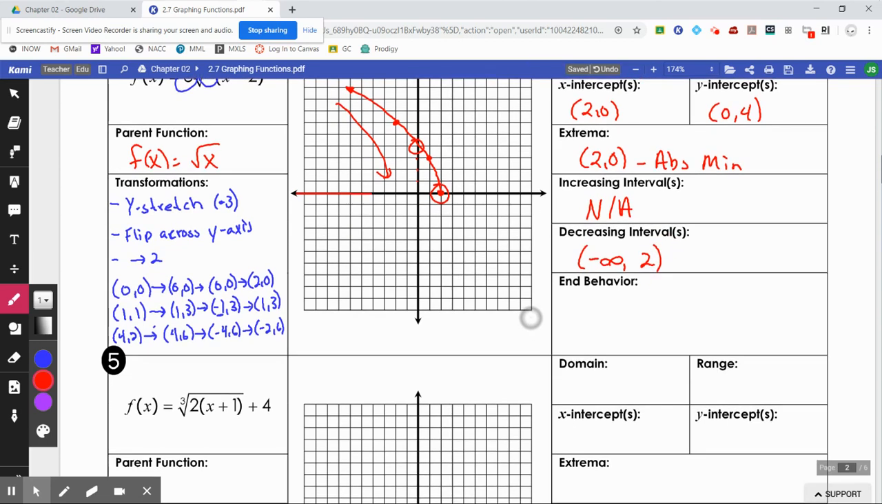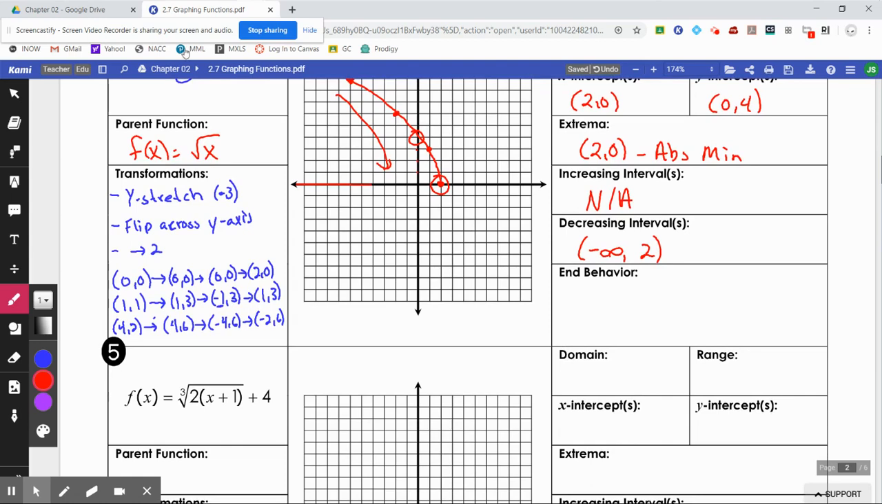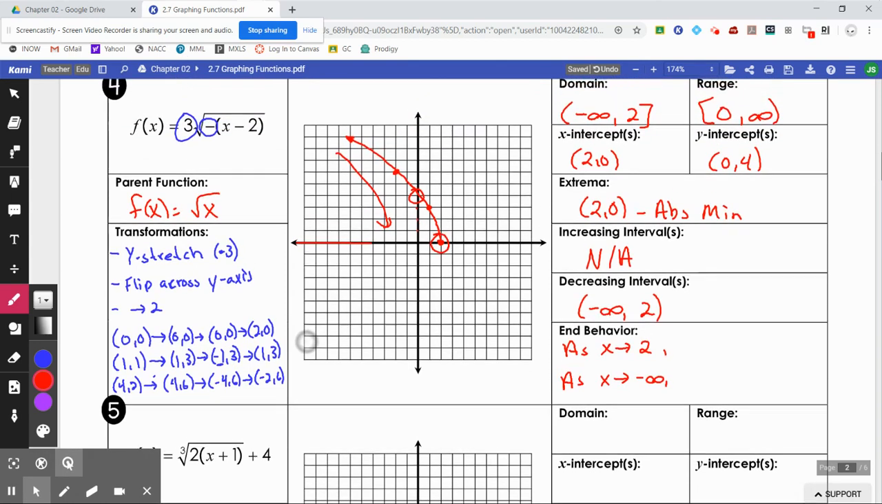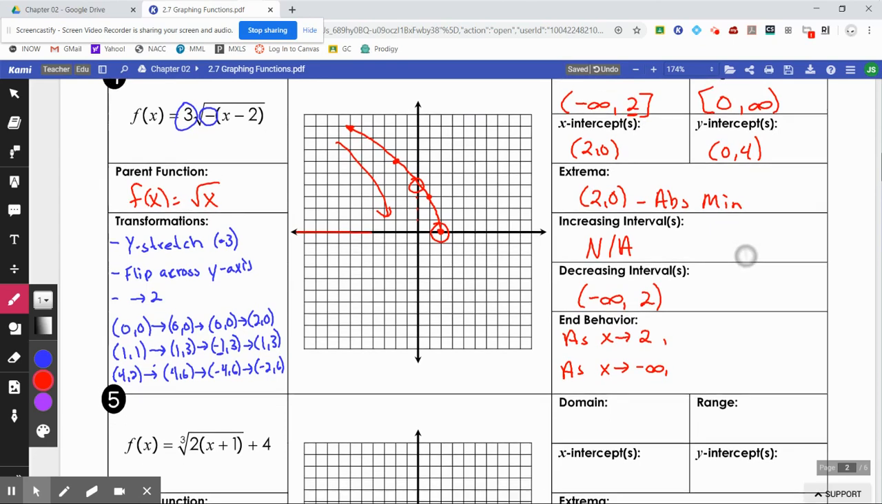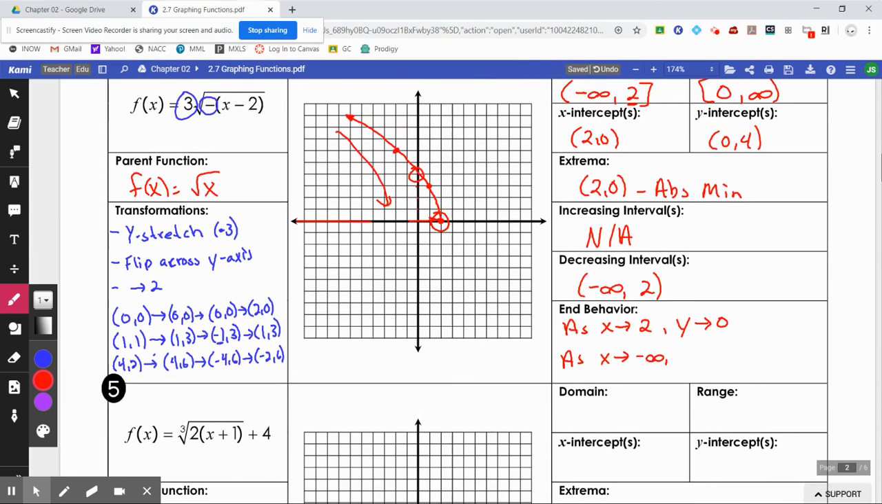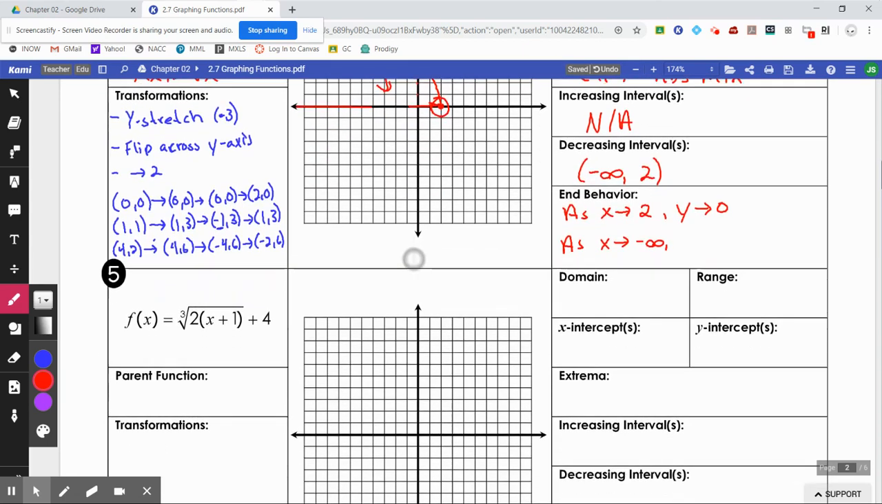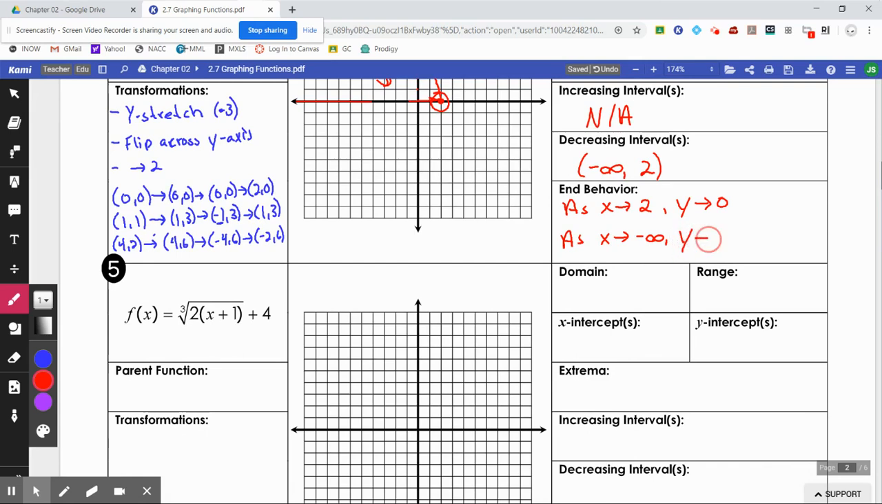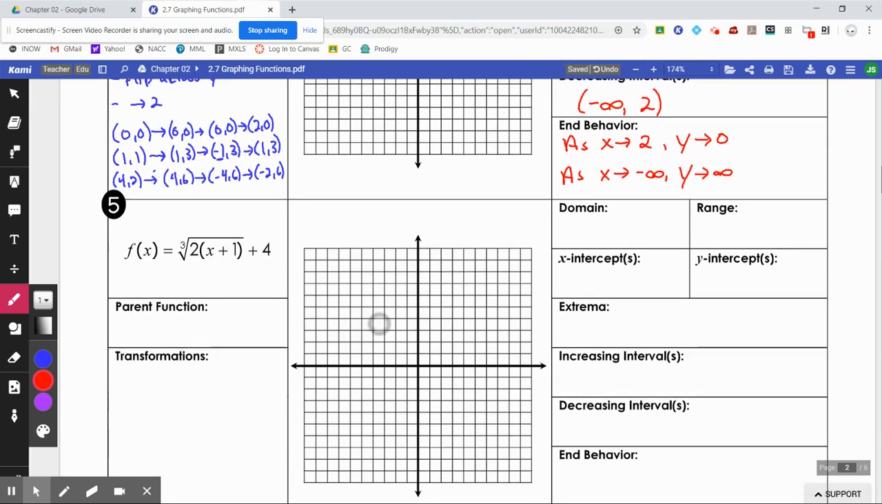And our end behavior would be, and this is going to be a little bit different because if we look at our domain, the end is actually, it goes to 2, not to infinity. But as x approaches 2, my y value approaches 0 there. So that's one end, and the other end of your function goes to negative infinity, and as we go to negative infinity, my y value goes up, would be our two end behaviors there.